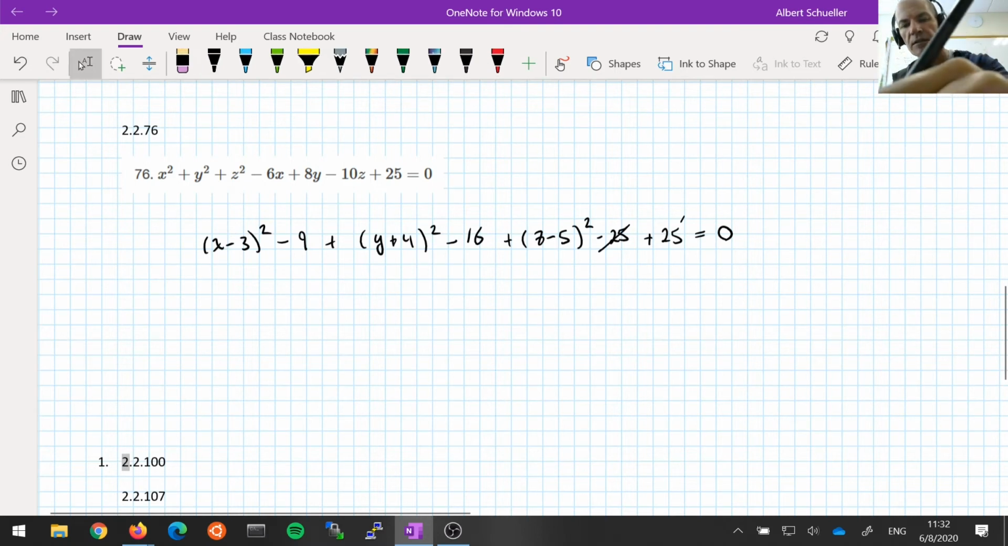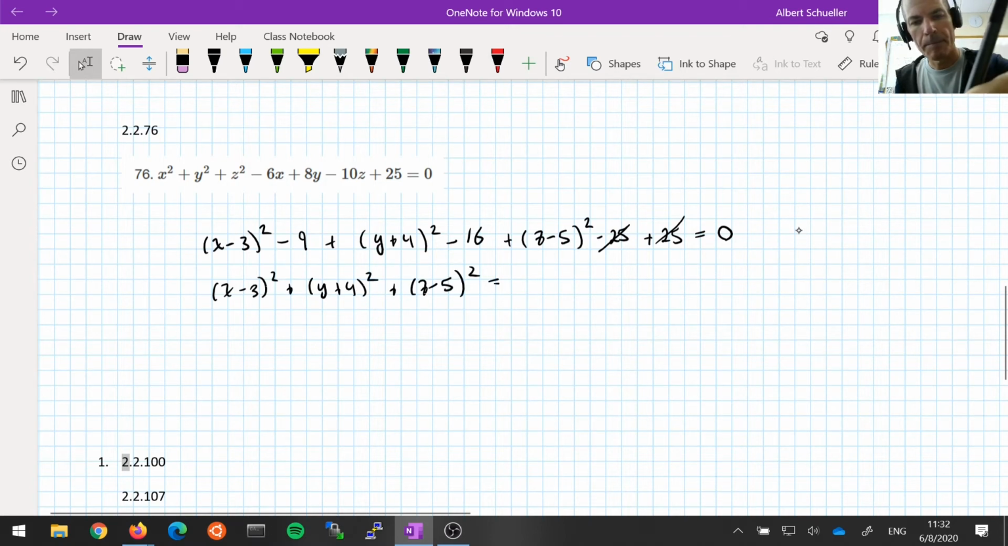These 25s cancel. This negative 16 and negative 9 sum to negative 25, which we move over to the right-hand side. And now we have it in standard form.